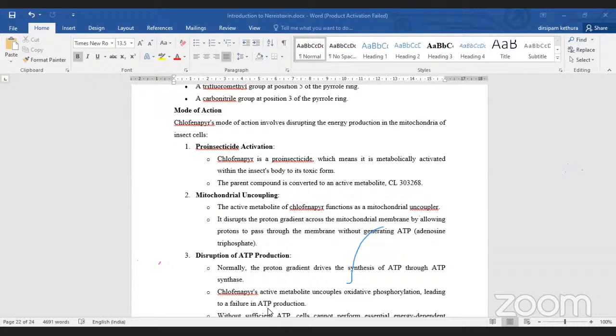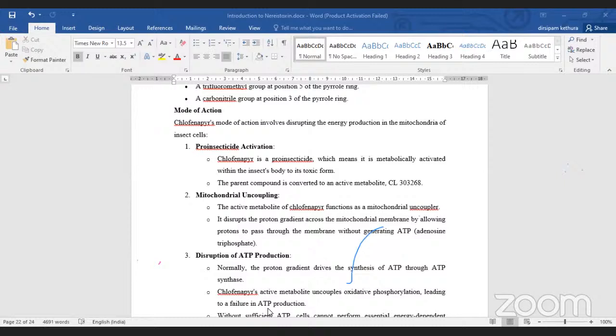Once it gets activated, like indoxacarb, it is also a pro-insecticide. Once it gets activated, it acts on mitochondria, which disrupts the energy production, that is the ATP production. We know that mitochondria are the powerhouses of the cell. Here, this chlorfenapyr, once it gets activated, damages the ATP production in the mitochondria.